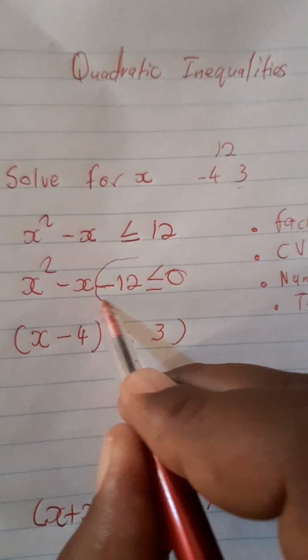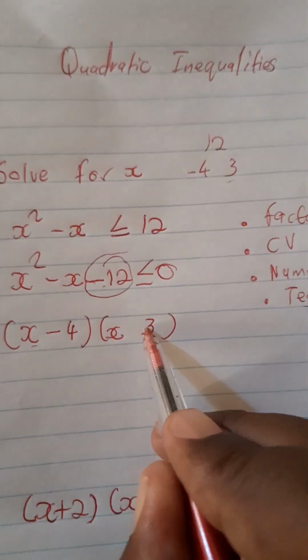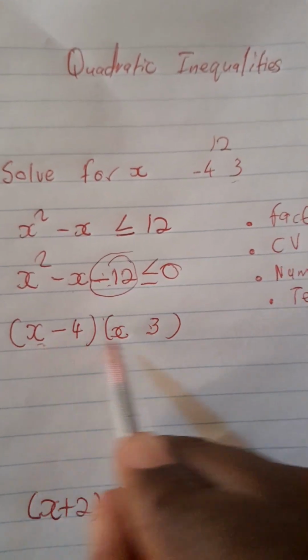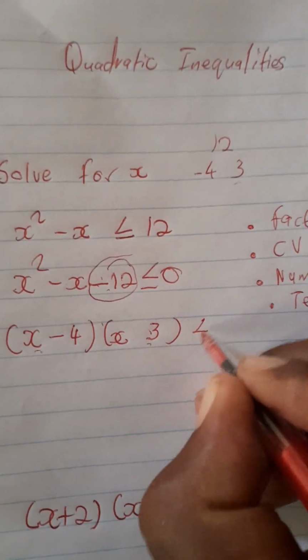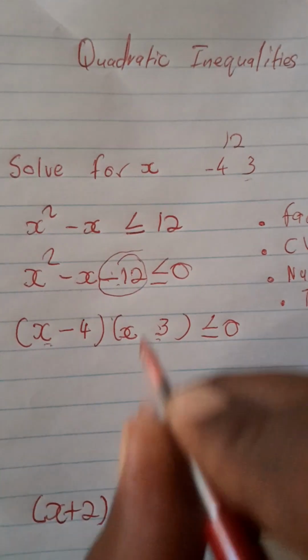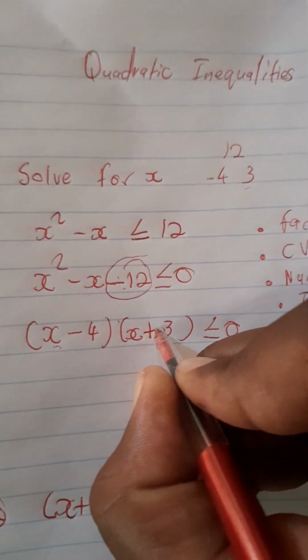Remember, the last sign tells you if it's negative, it means the signs will be different. If it's positive, it means that the signs will be the same. Be very careful in terms of the signs. So it's going to be less than or equal to 0. So in this case, we are going to have plus 3.